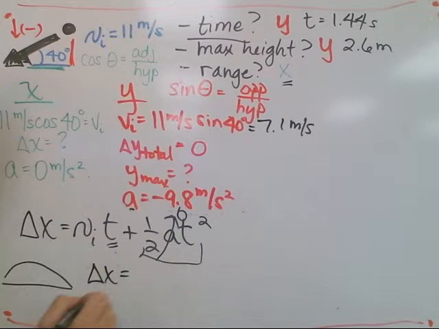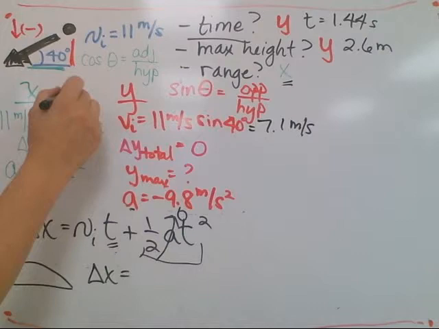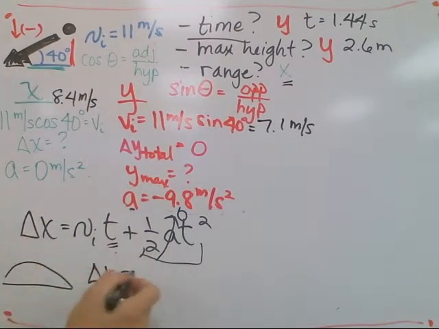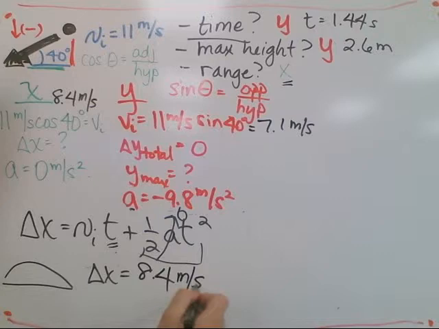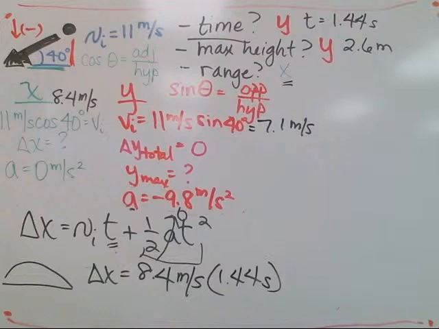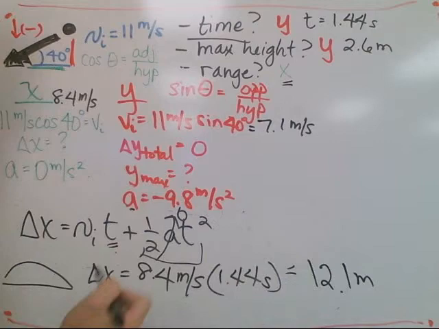So delta x, or the range, is equal to the initial velocity in the x direction. So now let's go ahead and plug that in. Cosine of 40 degrees times 11 gives us 8.4 meters per second. Okay, so it's 8.4 meters per second times our total time, 1.44 seconds. Plug that in, and we get a total range of 12.1 meters.